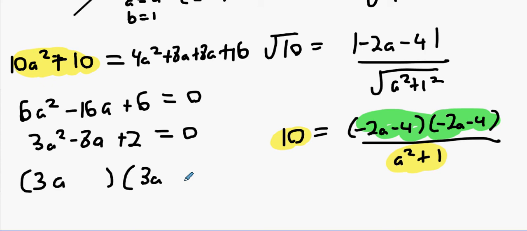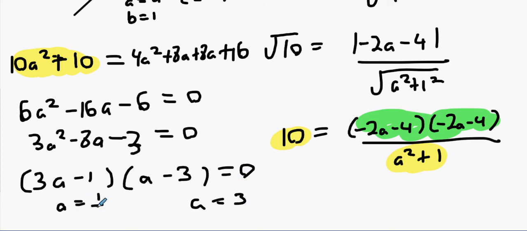Give me a sec. Oh, that makes sense. And should it be a minus? Yes, it should be a minus. My fault, thanks. Minus 6 minus 3. And therefore, you're going to get this here, and you get your two a values, don't you? a equals 3 and a equals minus a third.